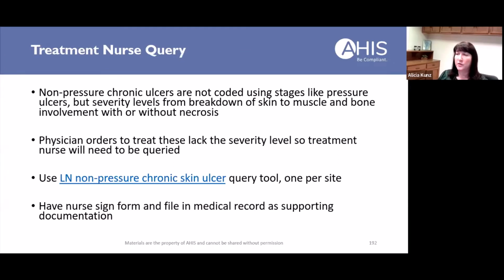So the non-pressure chronic ulcers, again, we're talking about severity levels. And if you're going to be going the query route with your nurses, you want to make sure that they're signing them, just like a physician query tool, and putting them in the medical record as supporting documentation. Now, this can get old if you have a lot of them and they have to sign one for each one. That's why I was recommending that you speak with your treatment nurses and form some sort of partnership and talk about the documentation, so that if you can find that documentation easily and quickly, you don't need to be going after them with a query tool.